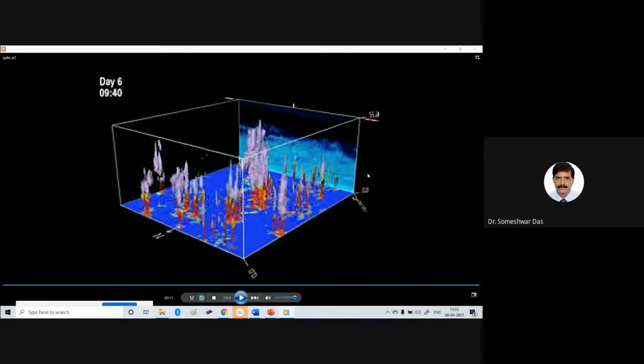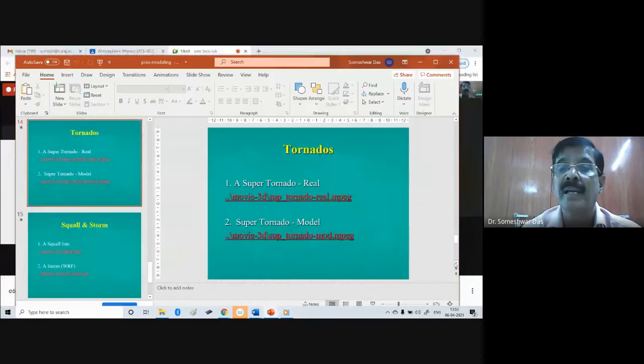So this is yet another example. I think one or two more simulations I will show you, and then I will stop. The next simulation I'm going to show you is about the tornado. Of course, you must have seen a real tornado in a movie, most likely.